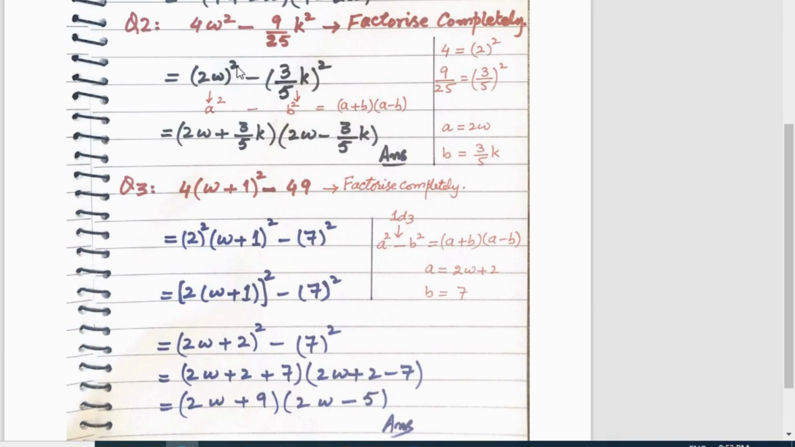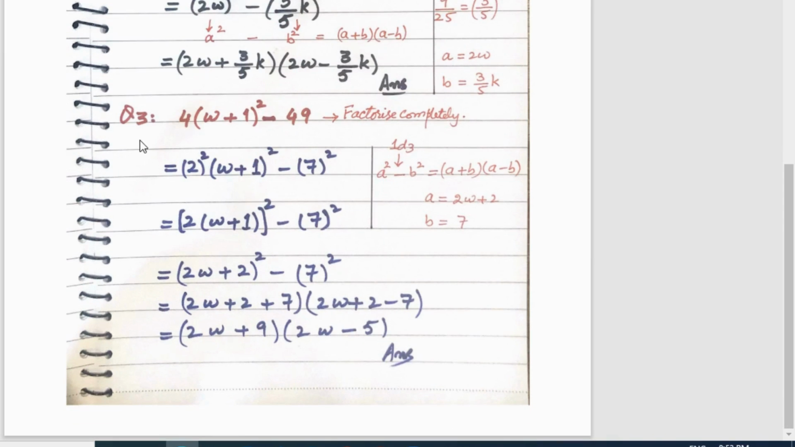Now, A is 2w, I have written over here, and B is 3 over 5k. Again, I am explaining question number 2. B is equal to 3 over 5k. That is why I have written over here A plus B and A minus B in this form. Now our A is 2w and B is 3 over 5k.